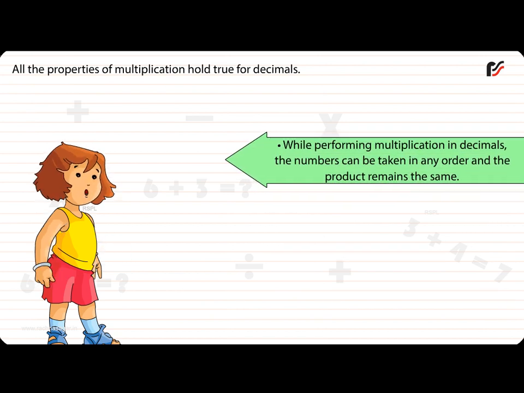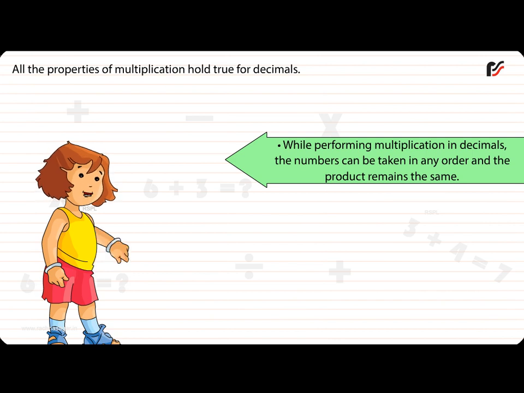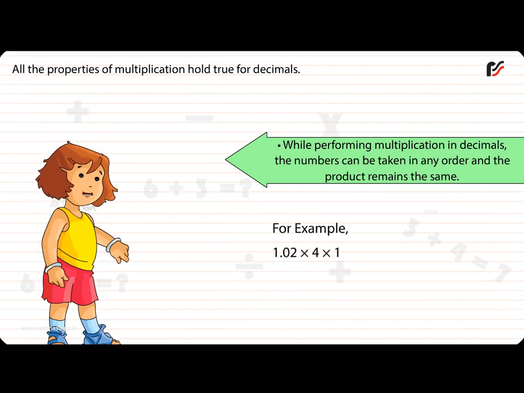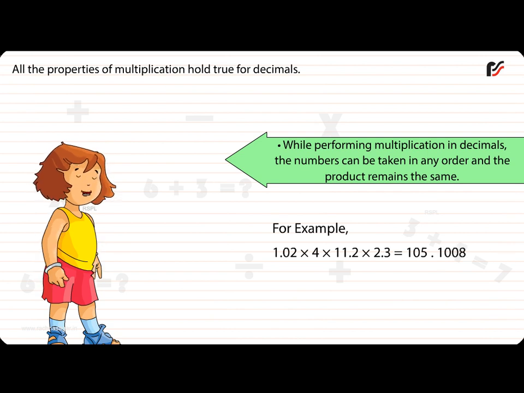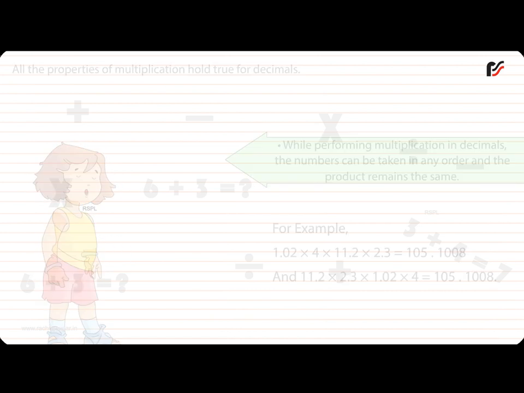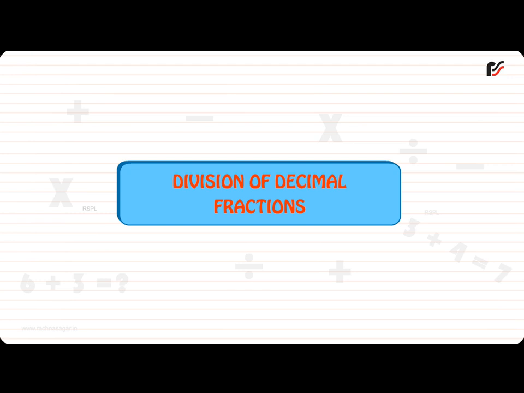While performing multiplication in decimals, the numbers can be taken in any order and the product remains the same. For example, 1.02 multiplied by 4 multiplied by 11.2 multiplied by 2.3 is equal to 105.1008. And 11.2 multiplied by 2.3 multiplied by 1.02 multiplied by 4 is equal to 105.1008.